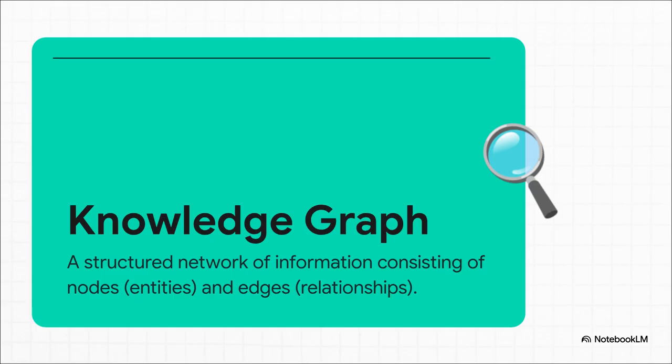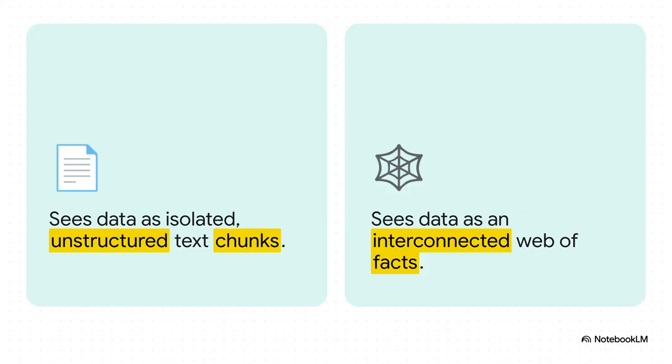Well, the secret sauce is something called a knowledge graph. Instead of just seeing a bunch of text, GraphRAG structures information into a network of nodes. Think of those as things like a customer or a product, and edges, which are the relationships that connect those things, like placed_order or works with. And this right here is the absolute core difference in how these two systems see your data. Standard RAG, it just sees chunks of text. But GraphRAG, it sees this beautiful, interconnected web of facts. And it's that understanding of the connections that unlocks all its power.